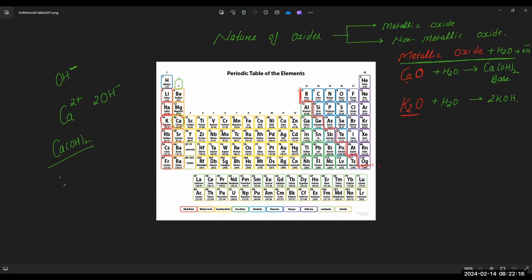And potassium has 1 plus, hydroxide is 1 minus. So it's going to make 1:1 ratio hydroxide. This is how we make formulas. This is also base.